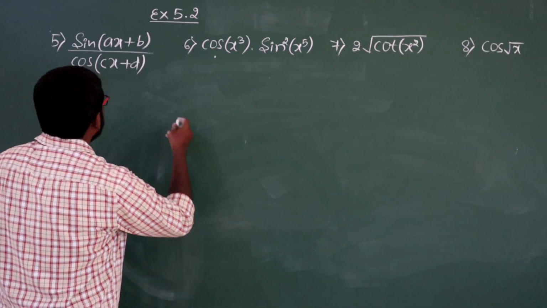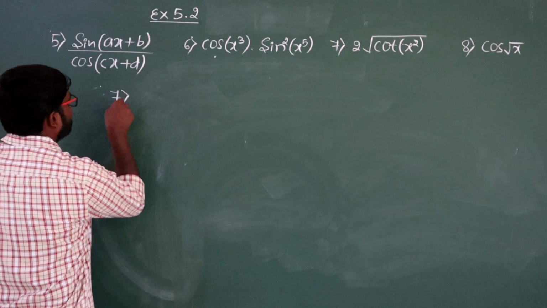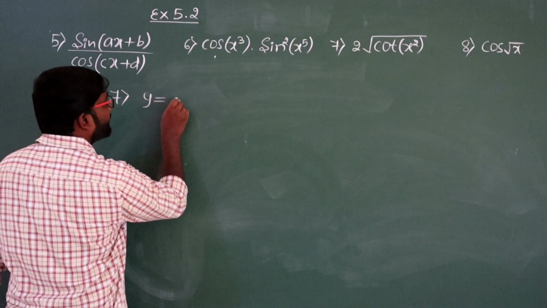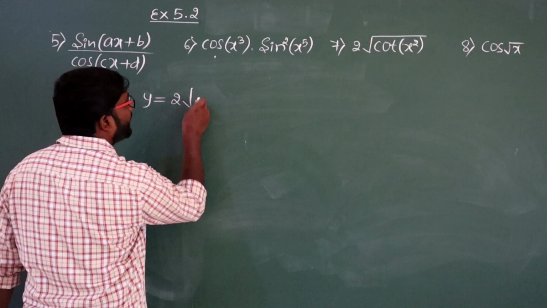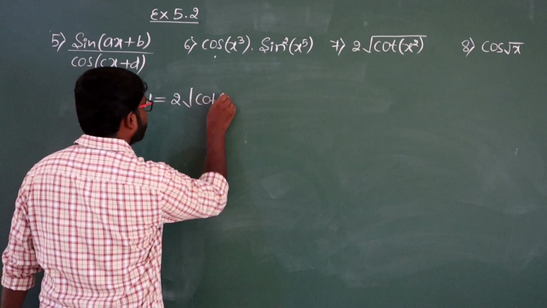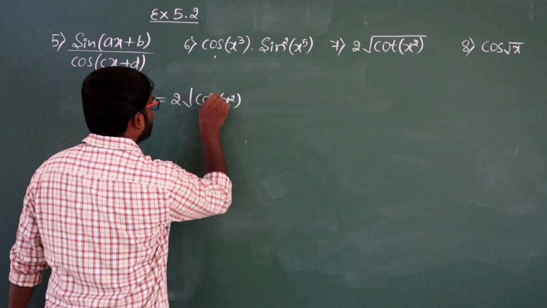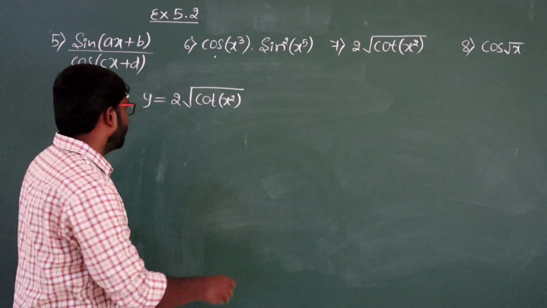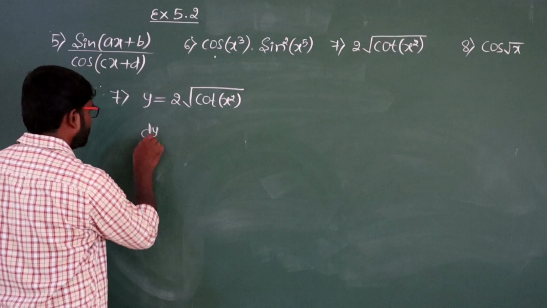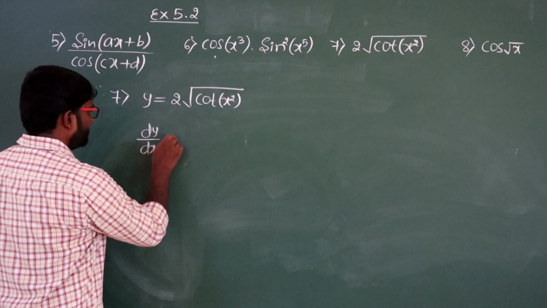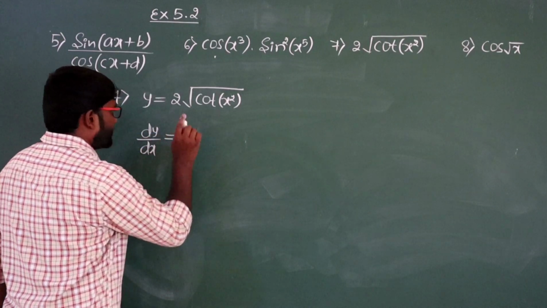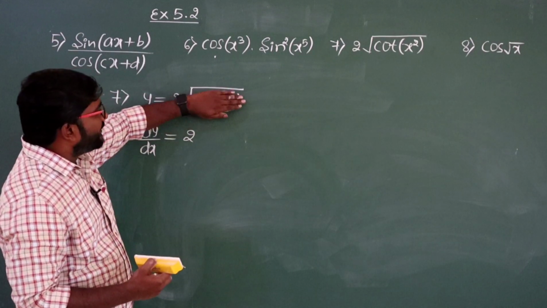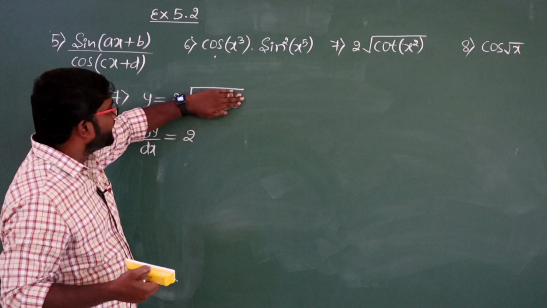Well, let us solve question number 7. So I'll take y equal to 2 times square root of cot of x square. Differentiating both the sides with respect to x, we get dy by dx equal to, so the constant I will write as it is. Now whatever is there in the bracket under the square root, we have to consider as x.